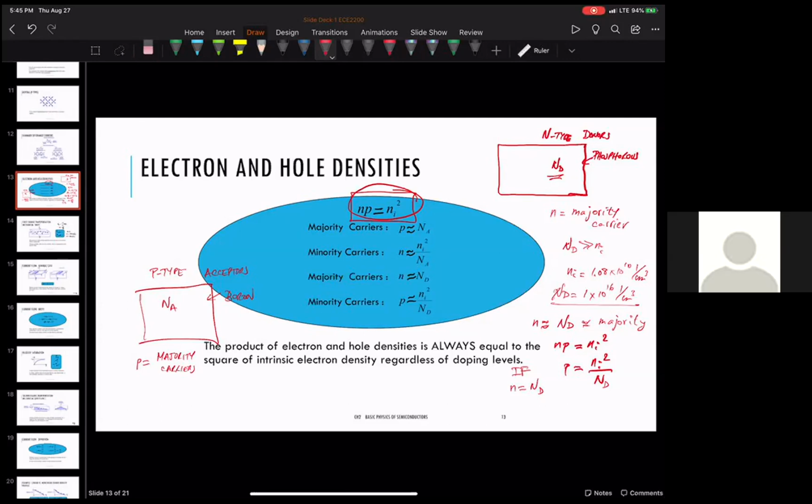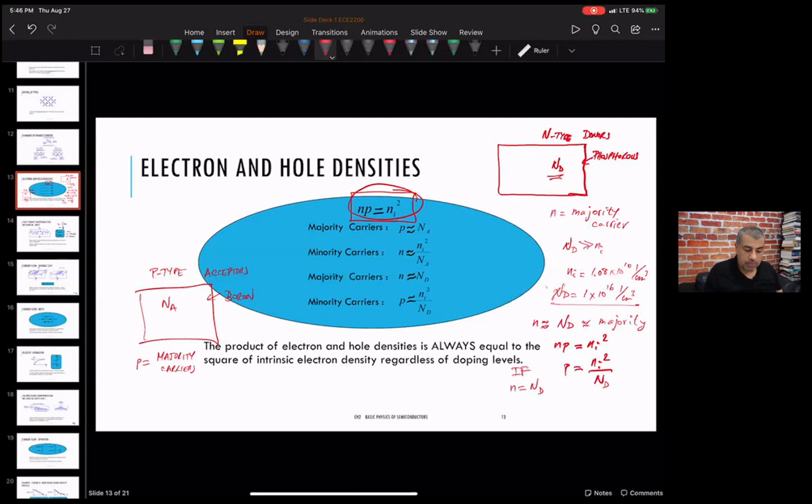I'm not going to run the numbers, but as you can see, if n sub i was 1.08 times 10 to the 10th, n sub i squared is roughly 1 times 10 to the 20th, approximately. So 1 times 10 to the 20th over 1 times 10 to the 16th, p is roughly 1 times 10 to the 4th.